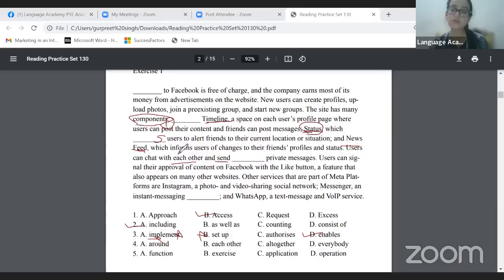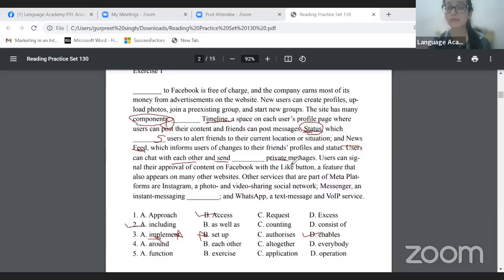Users can chat with each other and send Dash private messages. Send around, but we are talking about private messages. Private messages, not what we send around, means everybody. Send each other makes sense. All together means 100%, and everybody cannot be private messages. So send each other private messages.